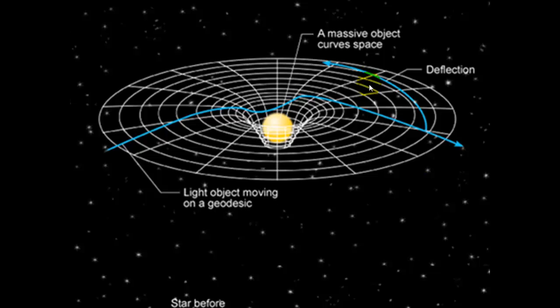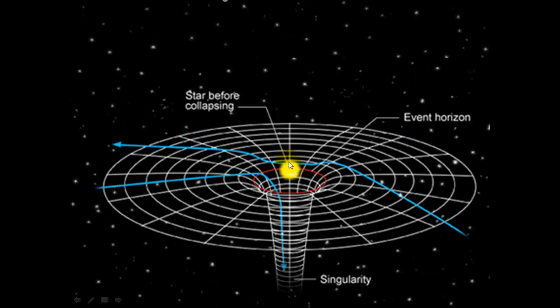And this is a star. The escape speed is limited by the size of the star. Now let's say this star is reduced to a point, a singularity. In other words, it becomes a black hole. At some point this curvature is going to be so steep that light is not able to escape. And this is what we have here.